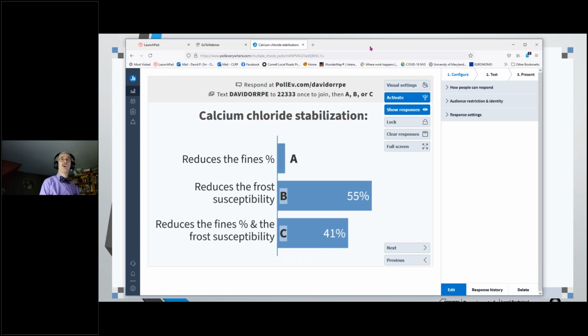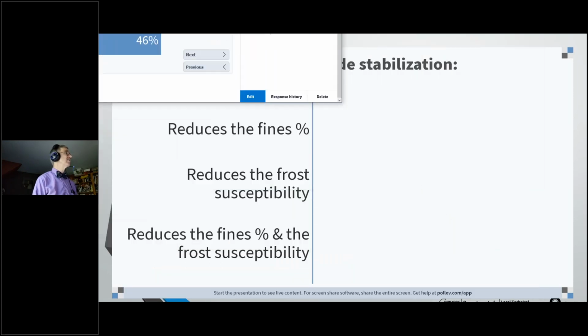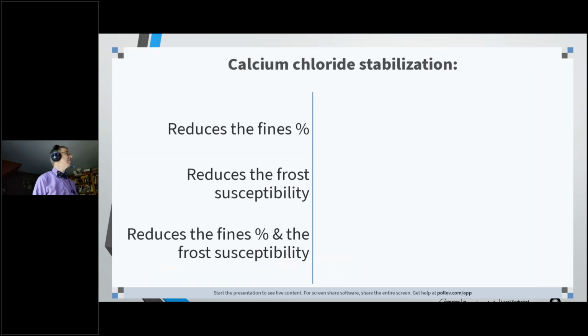So calcium chloride stabilization reduces the fines, reduces the frost susceptibility, or reduces the fines and the frost susceptibility. Okay, we got a little bit of all 3. That's okay. Doesn't bother me. I actually sort of like the idea that it's doing that. Okay, so you're about 50-50 in terms of what it does. Very few of you have mentioned just by itself reducing the fines content. Okay, so I'm going to bring that up there, and I'm going to talk about the actual answer here.